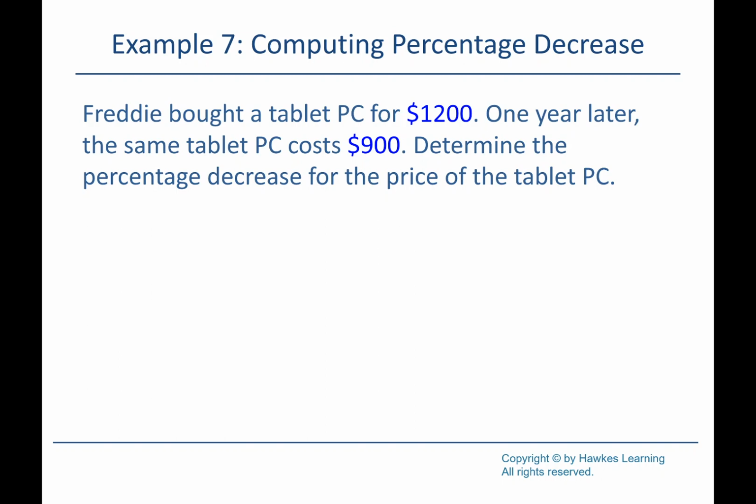Let's look at this one. It says Freddie bought a tablet PC for $1,200. 1 year later, the same tablet PC cost $900. Determine the percentage decrease for the price. Okay. So to make sure we get the sign correct, we want the new number first. So we want $900 first, minus the old value.